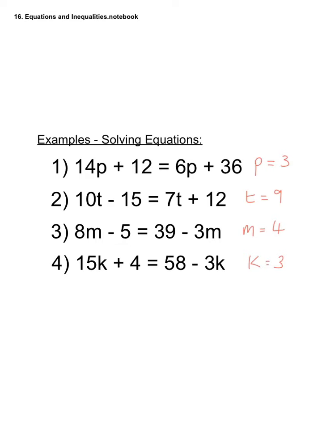Okay, so for the first question, you should have come to a conclusion that p was equal to 3. For the second one, t is equal to 9. Third one, m is equal to 4. And for the last one, k is equal to 3.